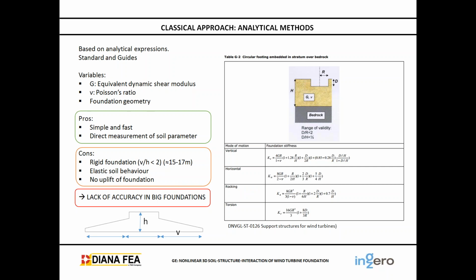The cons: it is for a rigid foundation. We know that a rigid foundation has a relationship between the depth and the dimension of the cantilever, if we call it that, of around 2. So it's valid in the range of footings of 15 meters. But nowadays we are reaching 19, 20, 21 meters. The other con is that it considers an elastic soil behavior, and it doesn't consider the uplift of the foundation. So we can say that it has a lack of accuracy in big foundations.